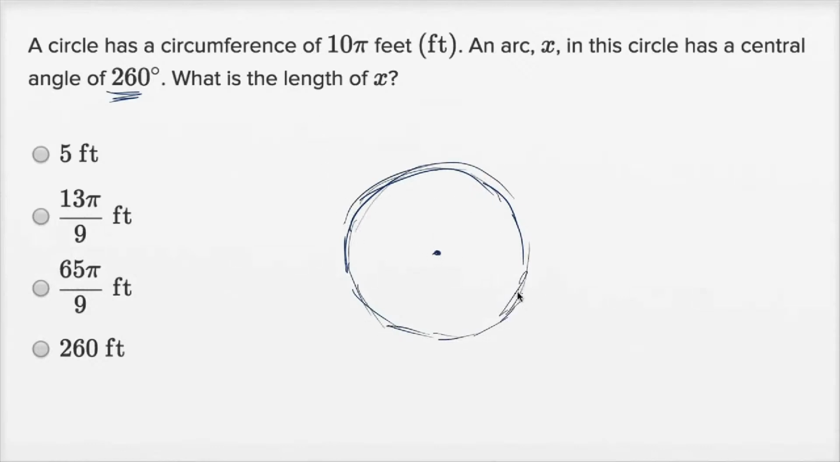So if you go all the way around the circle, it has a circumference of 10 pi feet. Now you have an arc x in the circle that has a central angle of 260 degrees. So let's think about it. So 260 degrees.